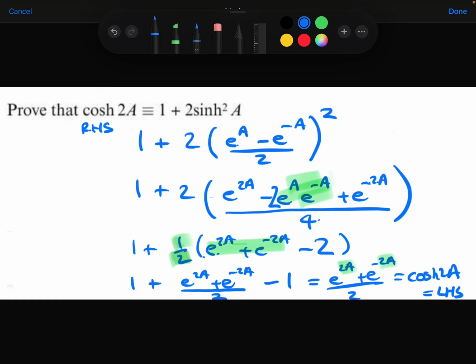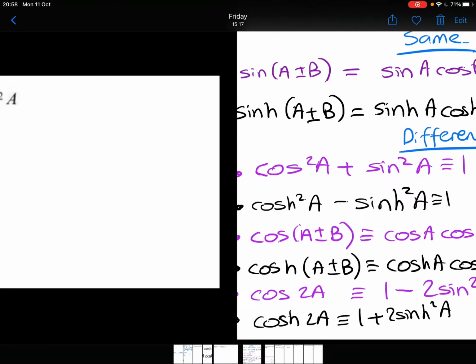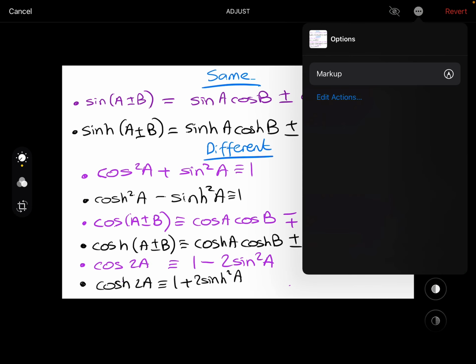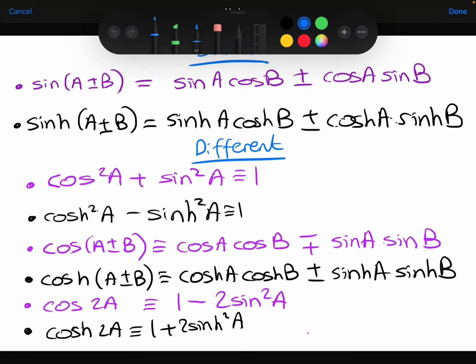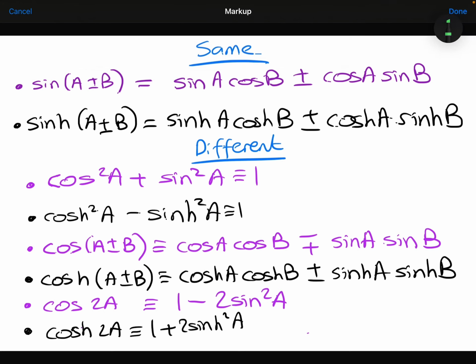So we've seen some familiar looking identities, and we've seen some different looking identities. I just want to talk about the difference between them, because there is a rule we can use here. So first of all, the ones at the top. You can see for all of these, I've written the trigonometric identities in purple and the hyperbolic identities in black. And we're looking to see what's the same and what's different.